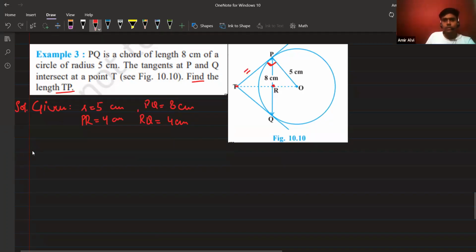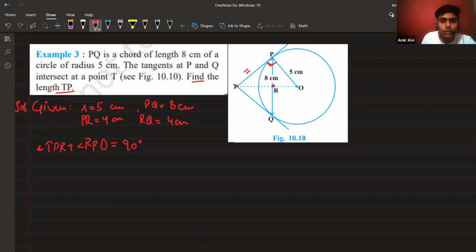What we need to do? So angle TPR plus angle RPO is equal to 90 degree. Yes or no? If it's 90 degree, can anybody tell me, this PTR and TPR, this angle and this angle will also be 90 degree. Why?